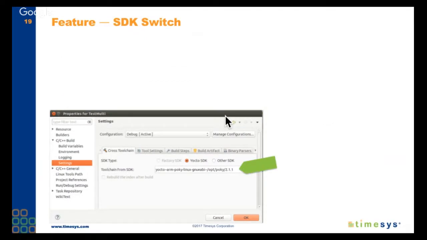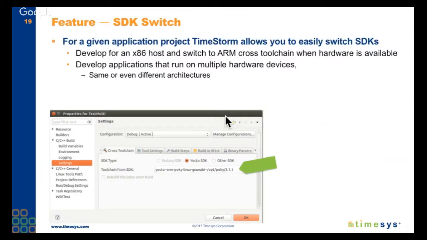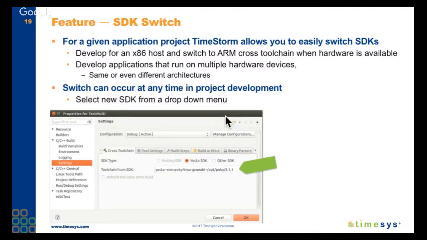TimeStorm also allows you to switch between SDKs easily. That's, again, another great feature of TimeStorm. If you start with one software development kit, with one architecture, that does not prevent you from changing the overall architecture on the project and the toolchain that you're going to use, the software development kit that you're going to use with that project. You can simply access settings, and we've recently added a new feature called TimeStorm SDK Switch. You select one project or multiple projects, and a new window pops up, allowing you to switch easily to a different software development kit.